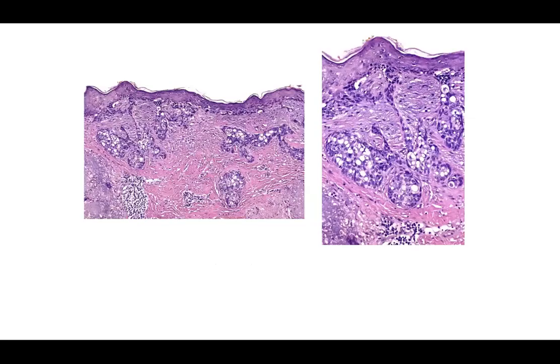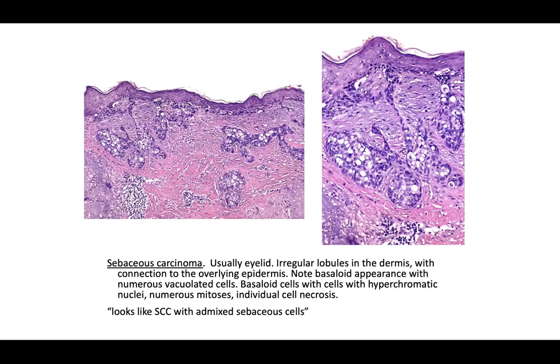This is actually a thin basaloid tumor with some areas of vacuolization and sebaceous looking differentiation. And so this is kind of a sneaky sebaceous carcinoma. They are usually on the eyelid as irregular lobules in the dermis with connection to the overlying epidermis. This is a very thin sebaceous carcinoma, but you can have really massive ones too, depending on when it was biopsied. Note the basaloid appearance with numerous vacuolated cells and hyperchromatic nuclei, mitotic activity, which is hard to appreciate on this power. Individual cell necrosis.